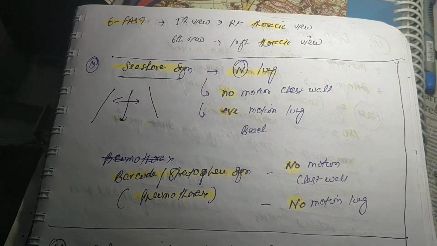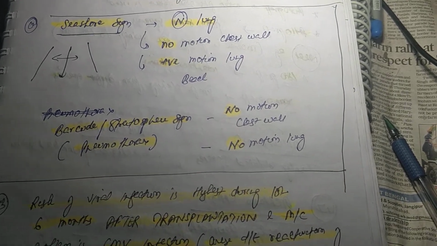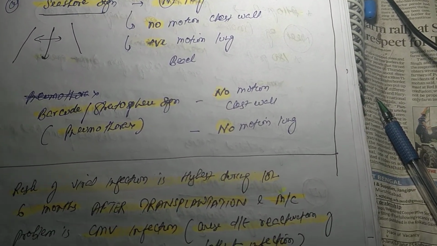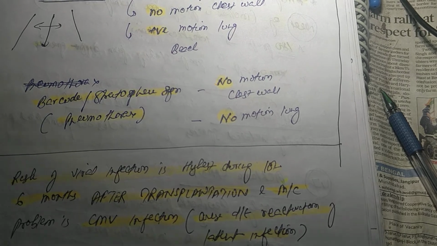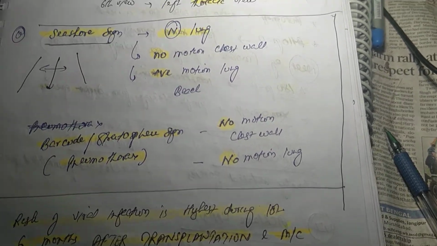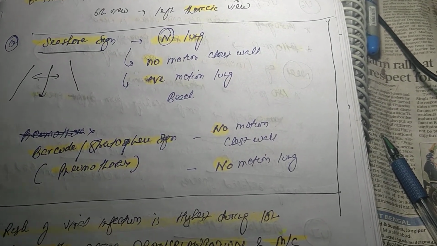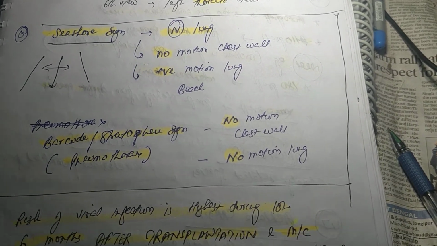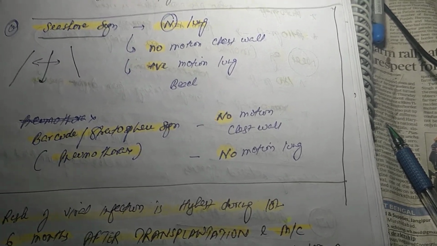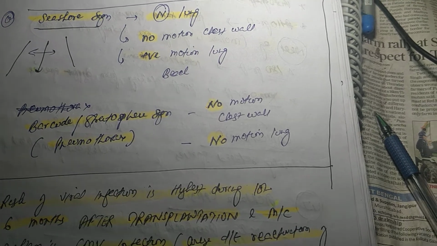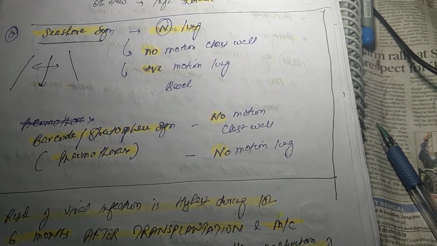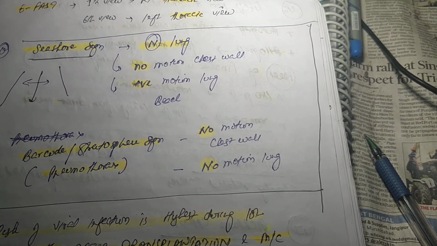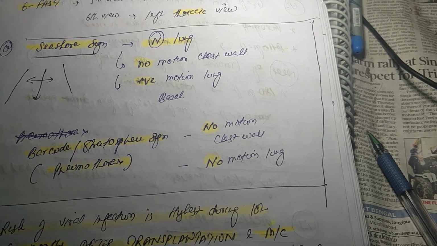In E-FAST, I have already told you that there will be 6 views. FAST 4, plus 2 others separately: the thoracic views, the right thoracic view and the left thoracic view. So in case of FAST, 4 views will be there. In case of E-FAST, 6 views will be there: one for the right thoracic view and another for the left thoracic view.